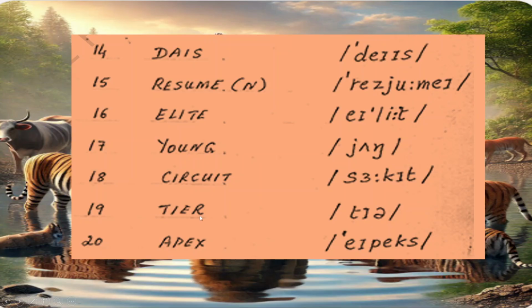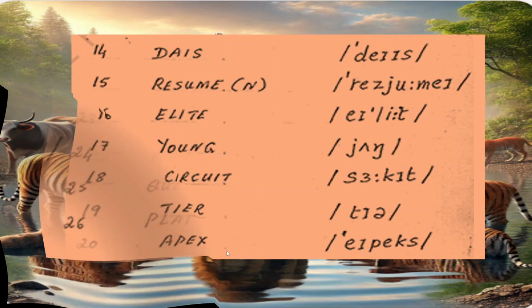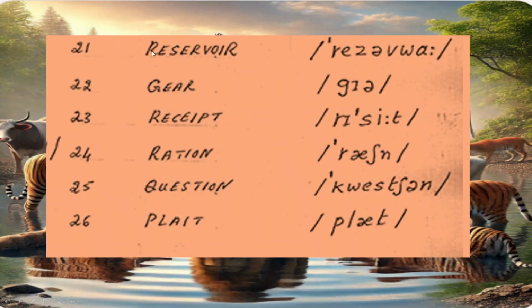19th is tier. It is not tire, it is tier. Only this much is the actual pronunciation. 20th is apex. 21, reservoir. They will not pronounce the R. The actual pronunciation is reservoir.